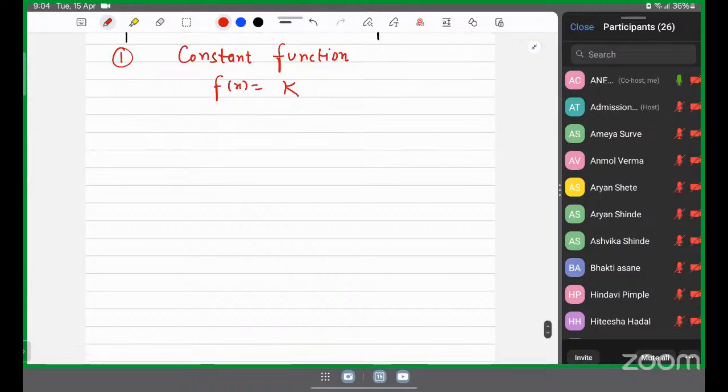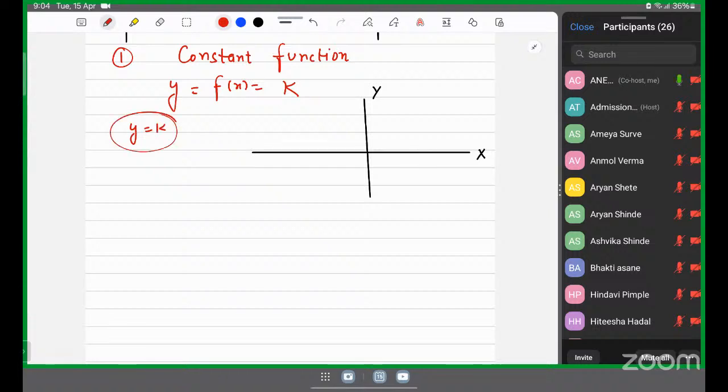If you plot its graph, this is x-axis, this is y-axis. f of x equals k means y equals f of x equals k. So the graph will be y equals k. Y equals k graph is a line parallel to x-axis. So this is y equals k. Graph may be above x-axis or below x-axis depending on the sign of k. If k is positive, graph will be above x-axis, and if k is negative, graph will be below x-axis.